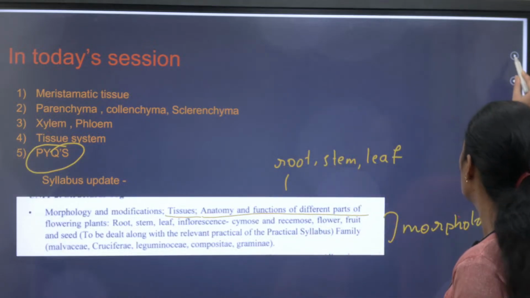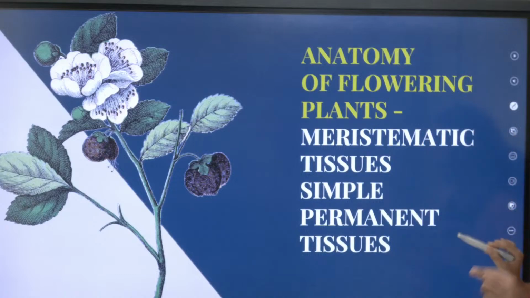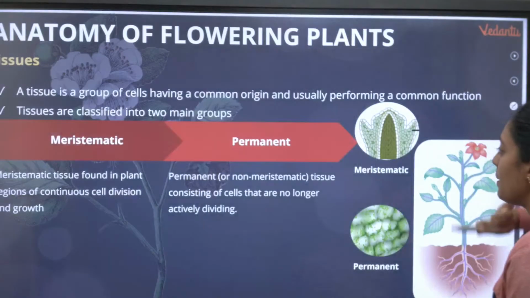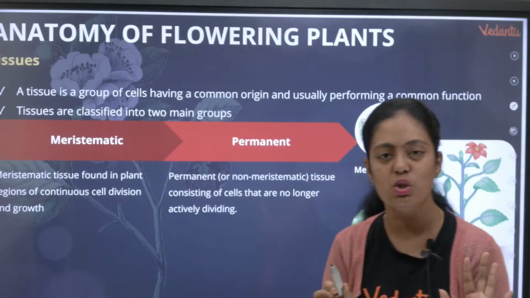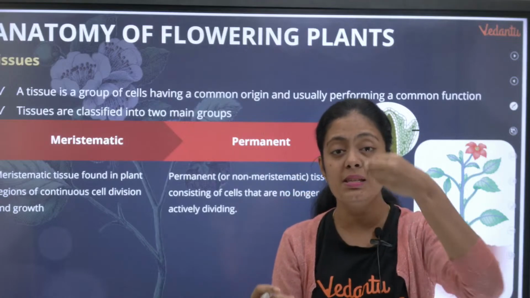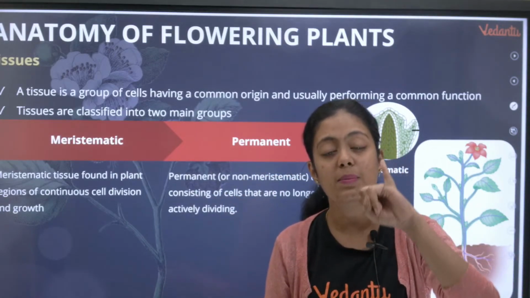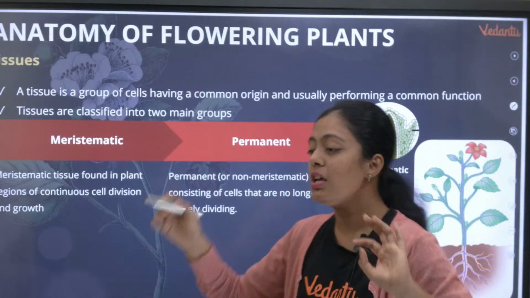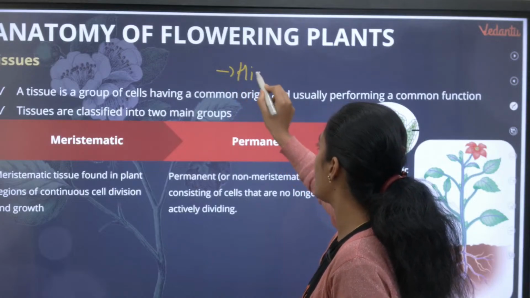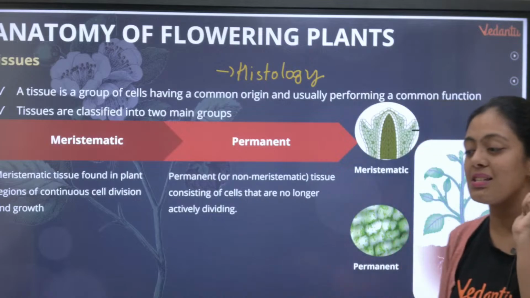So before we continue, yes, anatomy of flowering plants, meristematic tissue and simple permanent tissue is what we are going to discuss. First, how have they classified this? What is tissue? It is a group of cells that have a similar origin, a similar structure and a similar function. That is what we call tissues. And the study of tissue is called histology. Histology is the study of tissue.